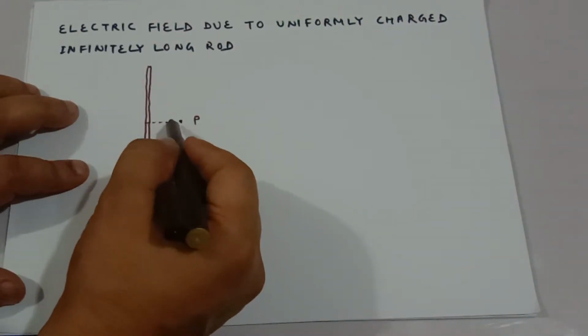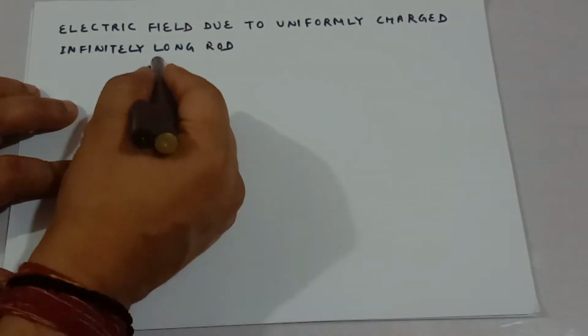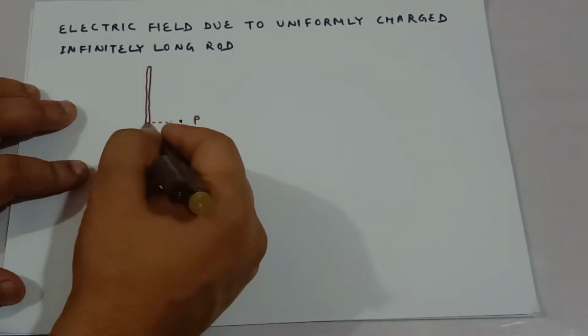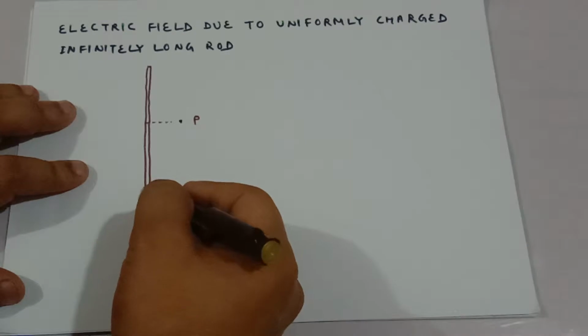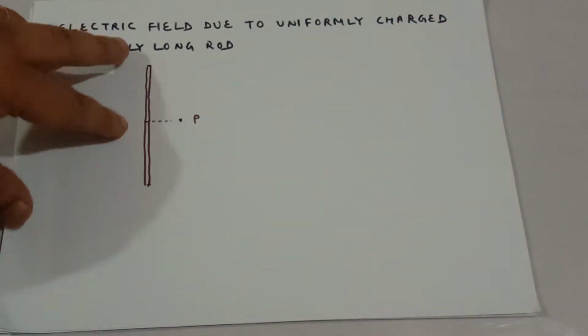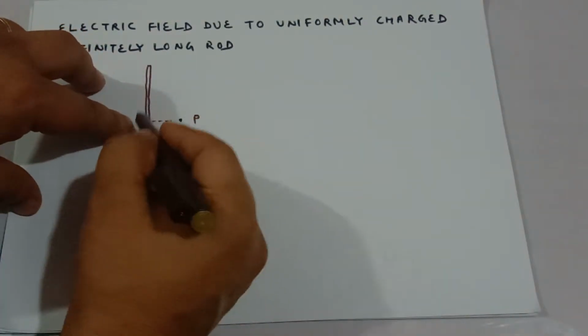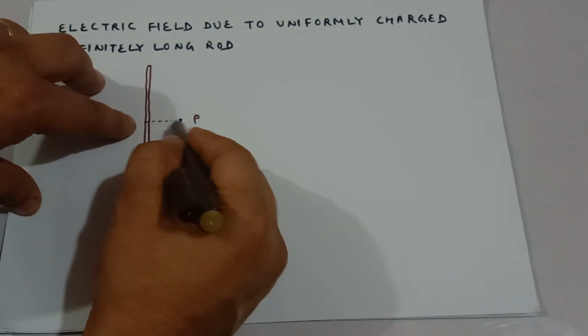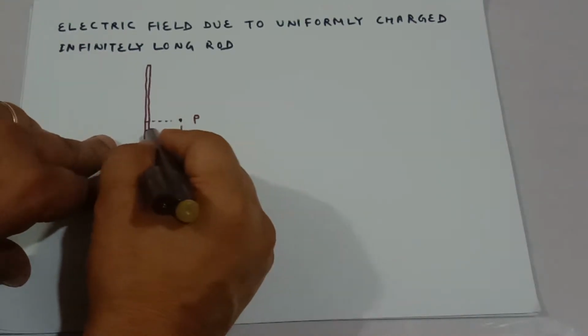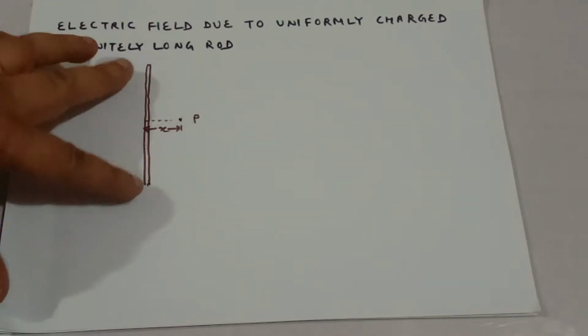It means that if you look at the upper part of the rod, the angle made by the upper part would be 90, and likewise the lower portion would make an angle of minus 90. Because its length, as compared to the distance of point P, is very large. Suppose this distance is x, and this length is infinite.